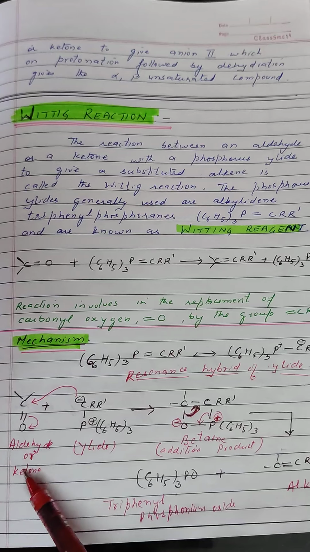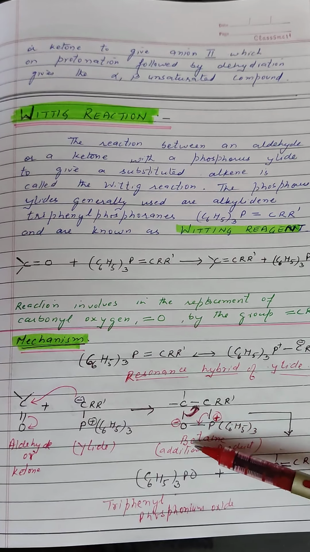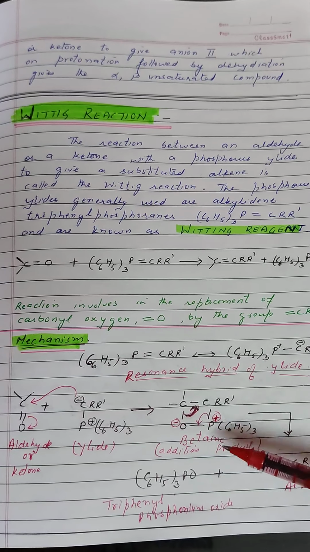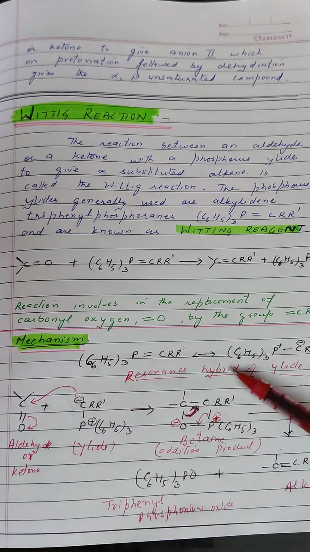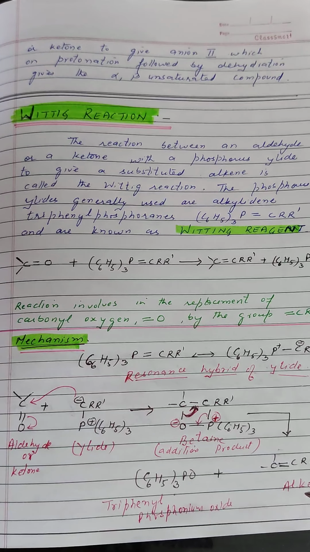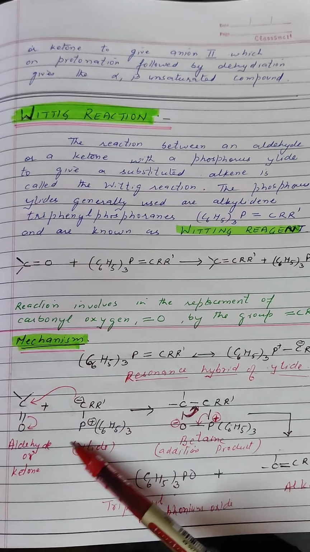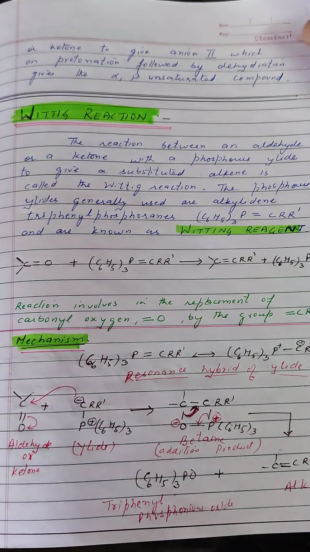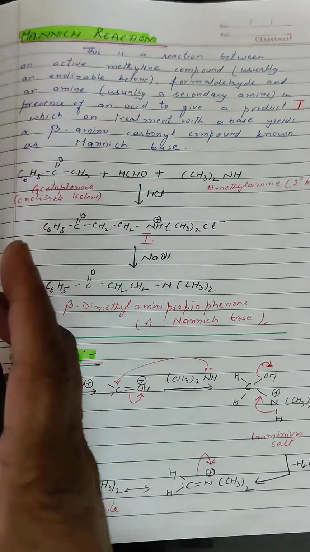Now this results in the formation of an addition product commonly known as betaine. Now this betaine then further undergoes reaction via a cyclic TS. I have shown here the cyclic transition state, and via the cyclic intermediate or cyclic transition state, it results in the formation of an alkene and triphenyl phosphine oxide. As you can see here in this particular case, we get an alkene and triphenyl phosphine oxide.